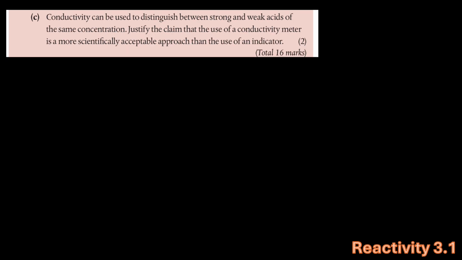All right, and then moving on to the last part of number 12, it says conductivity can be used to distinguish between strong and weak acids of the same concentration. Justify the claim that the use of a conductivity meter is more scientifically acceptable than the use of an indicator. So remember, indicator is color change. So that's a qualitative data point. There's a lot of error in that because someone could see the color, someone couldn't. But if you are using a conductivity meter, you are using a piece of scientific data that is collecting quantitative information that has a much lower amount of error in it.